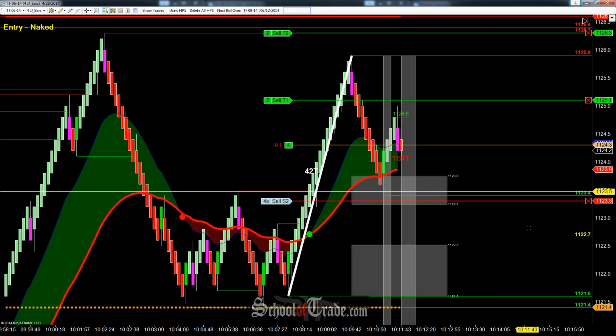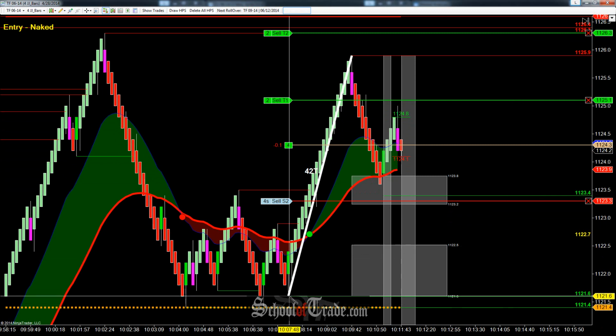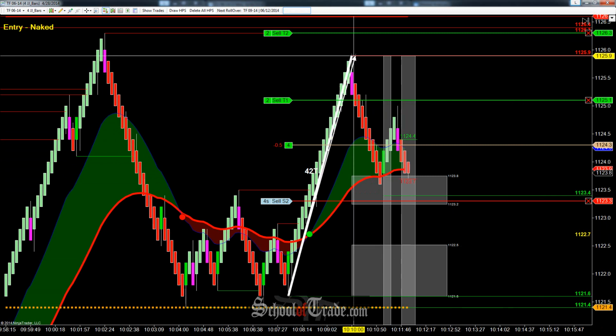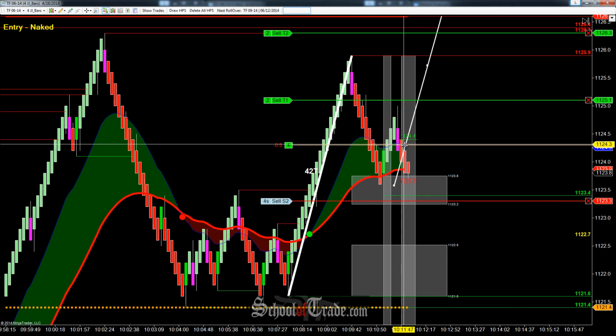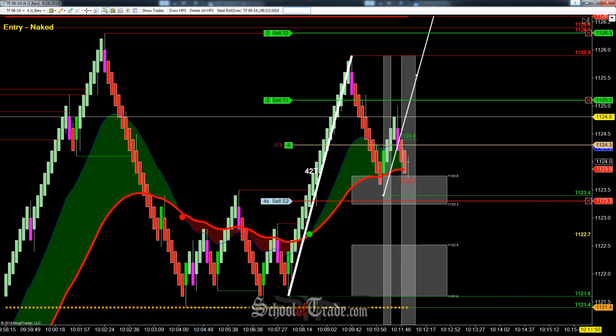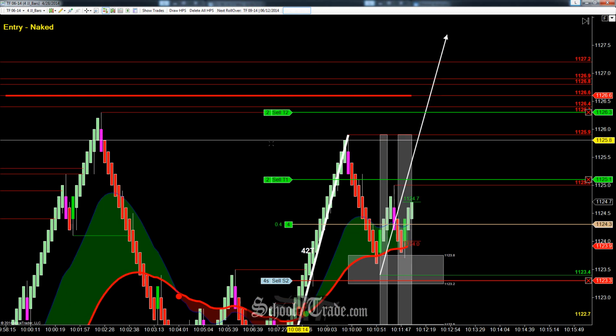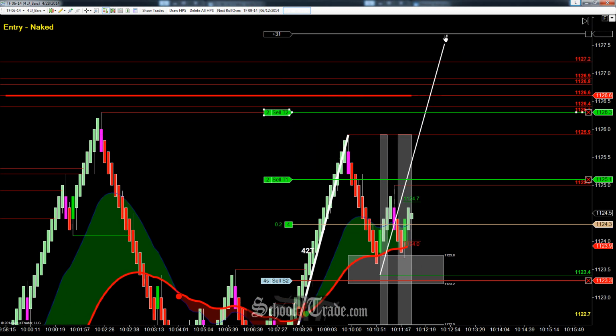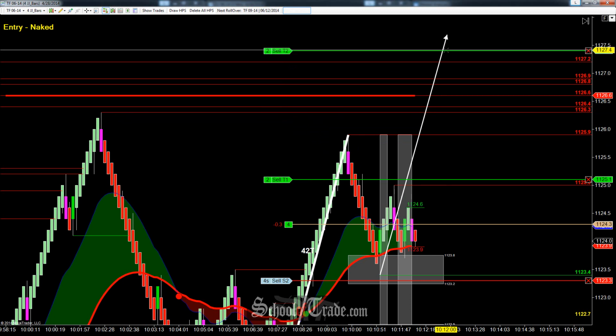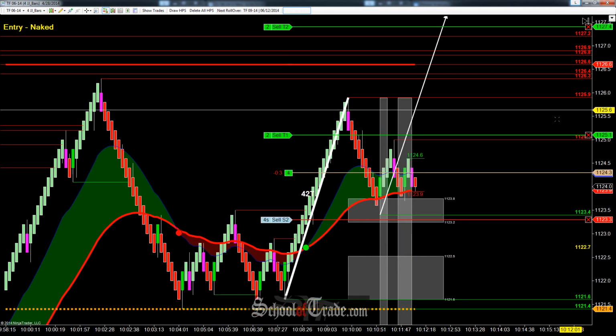Now that we have the first target set, where do we put the second target? Well, it's going to be an AB equals CD pattern. So let's just draw this up, move this up to the highs here, currently the low right there, and we can go a couple ticks ahead of that level here. Let's bump this to 1127.4, just a few ticks ahead of that level.